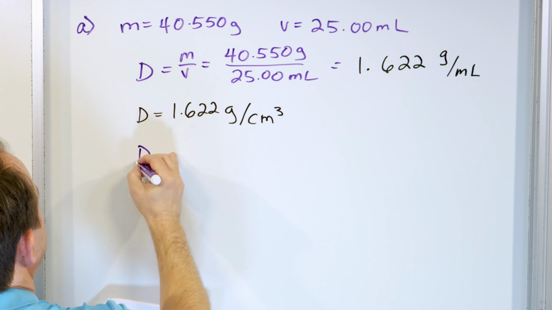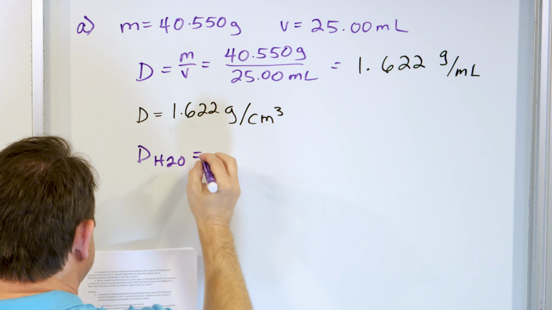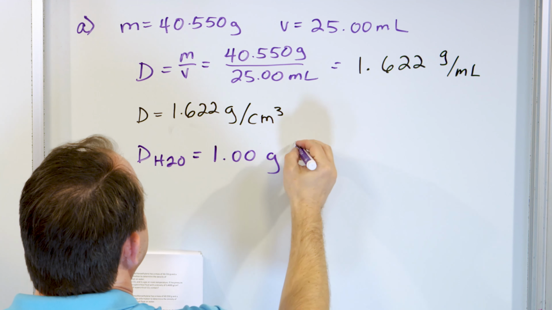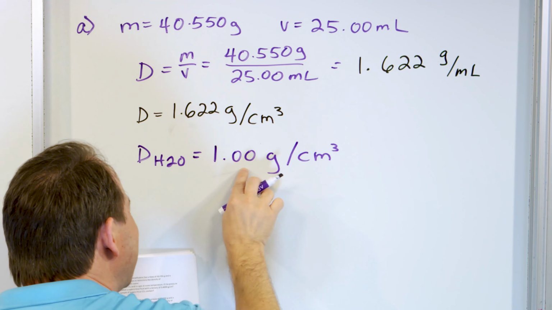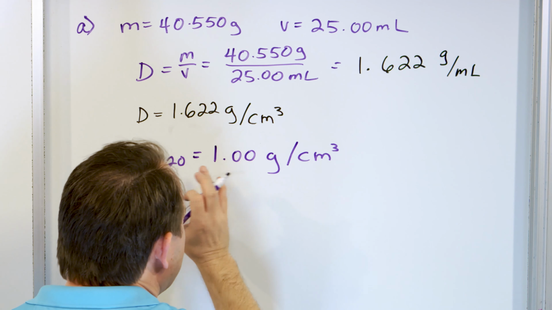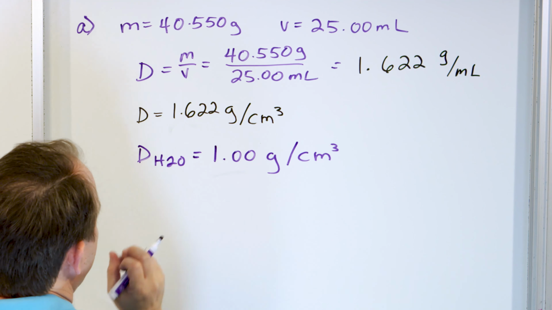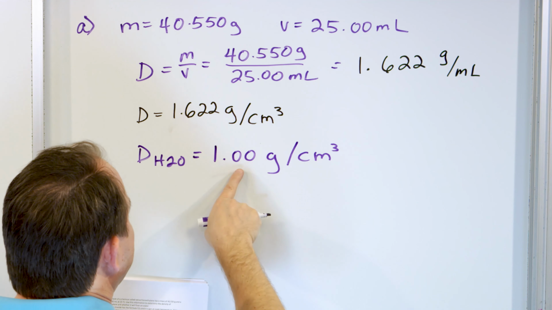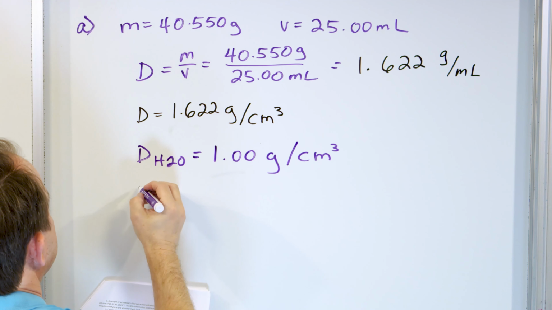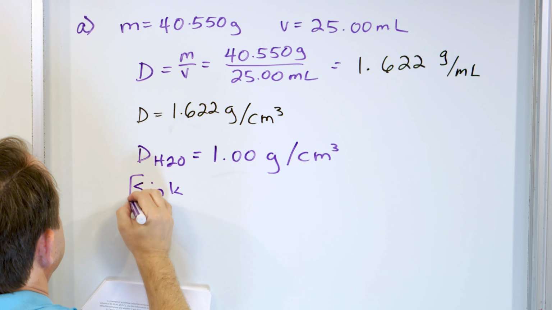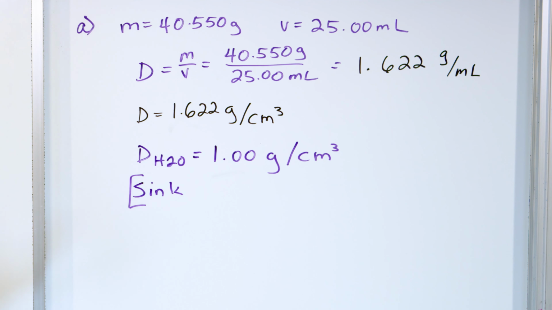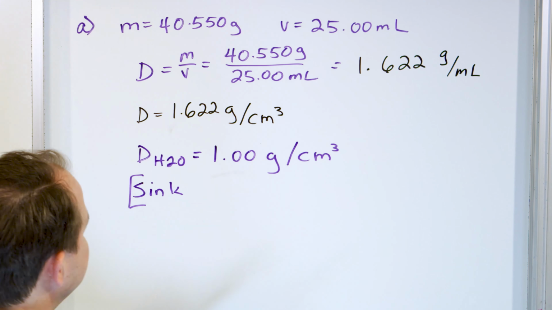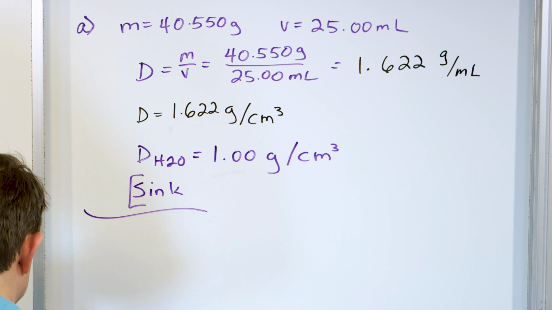So the density of H2O is equal to 1.00 grams per cubic centimeter. I told you this is kind of a rounded number. The real number is like 0.999 or something like this, but everybody always uses 1 gram per cubic centimeter. So because this number is bigger than this number, this stuff is going to sink. It will sink because the density of that substance is greater than that of water. If the density came out to be less than that of the density of water, then it would float. All right? So that one sinks.